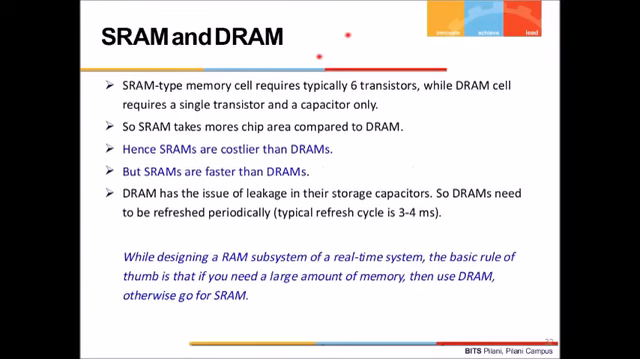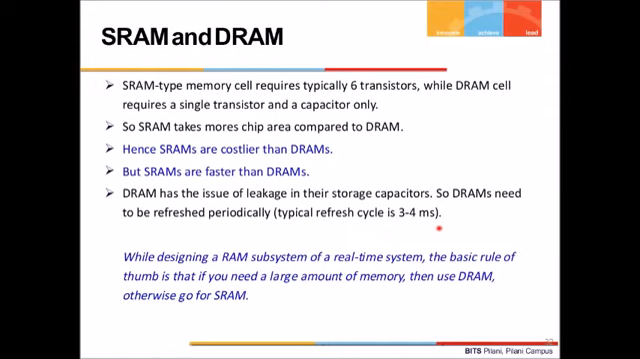Now come to the volatile memory. Volatile memories are primarily SRAM and DRAM. SRAM is static RAM, and it is typically made up of 6 transistors, whereas a DRAM cell has a single transistor and capacitor. That's why DRAM is cheaper. SRAM is costlier, but SRAM is fast. DRAM is slow compared to SRAM. On the other hand, SRAM takes more chip area and DRAM takes less chip area. Another factor is that DRAM has a leakage issue because of its capacitor, so DRAM has to be refreshed periodically.